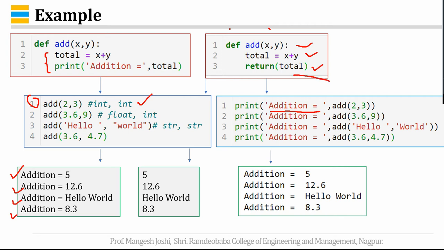The value returned by this add function will be printed over here, or transferred from this point to this point. So you are getting the output: addition is equal to 5, addition is equal to 12.6, addition is equal to hello world, and addition is equal to 8.3. So you can use any way of printing the values. You can use the returning way, or you can directly print over here. So this is regarding the use of the return function.